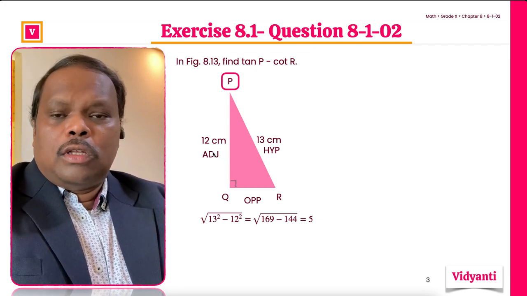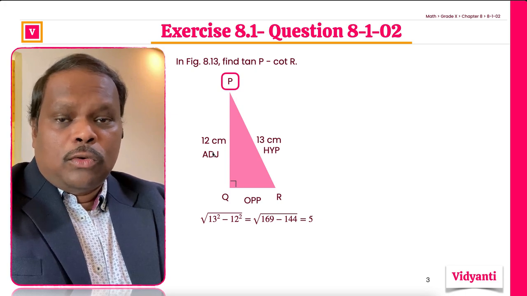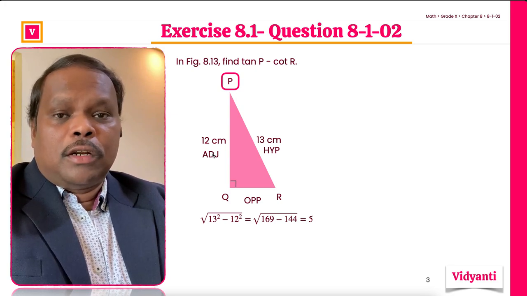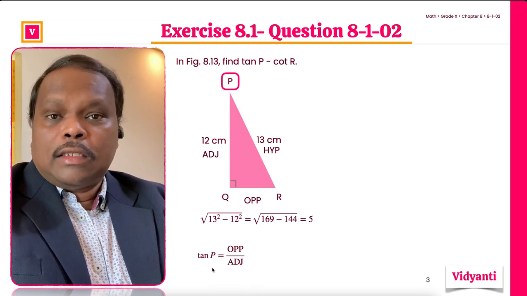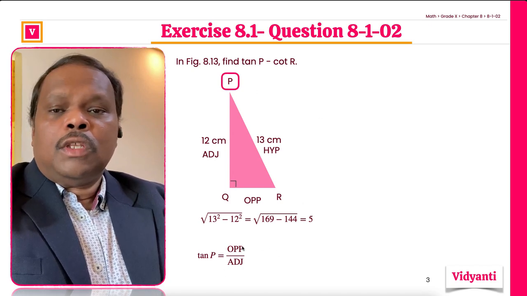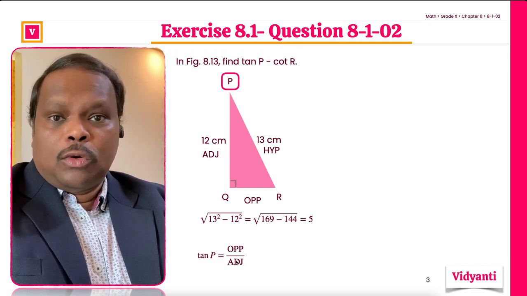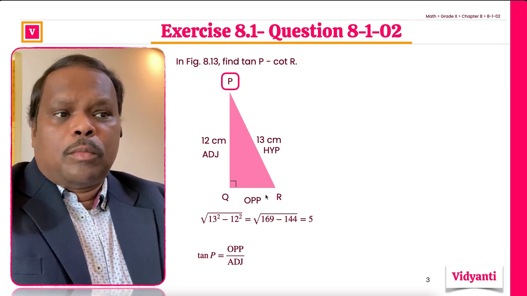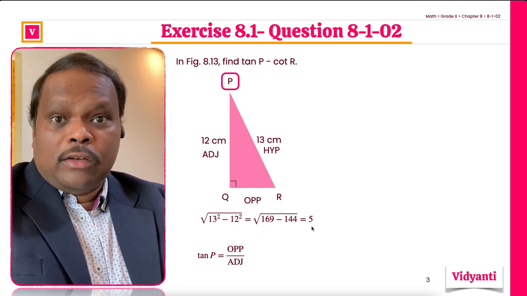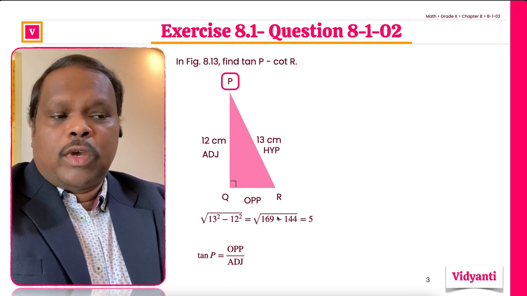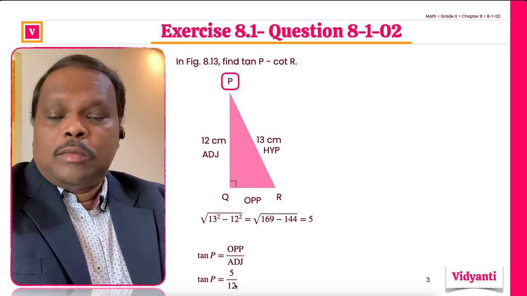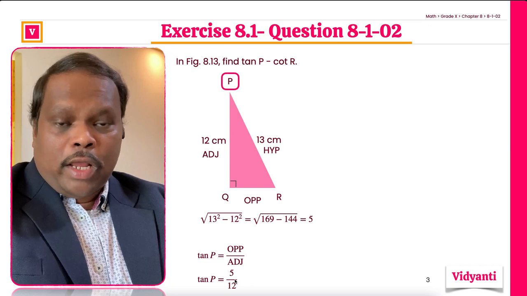So now these definitions are also well known, so we can actually calculate the trigonometric ratio. We have been asked tan P. First, I will concentrate on tangent of P. According to the definition of tangent, it's always opposite over adjacent. Opposite for P is 5, which we have just calculated, and adjacent is 12. So tan P has been evaluated as 5 by 12.